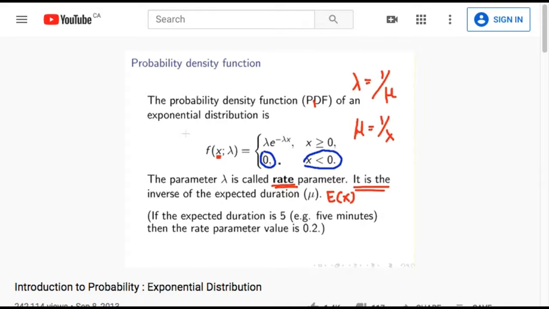Now, what is the expected duration? It is the amount of time you expect to wait before a new customer will call the telephone center, or the amount of time you expect the machine to operate without breaking down. That's the expected duration. So, let's move on.